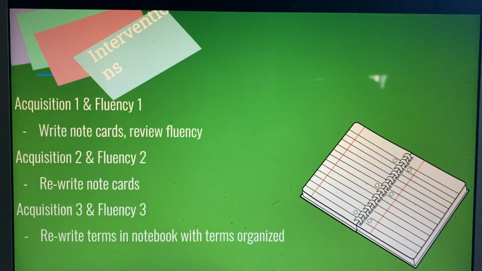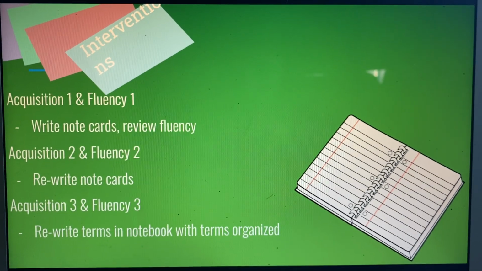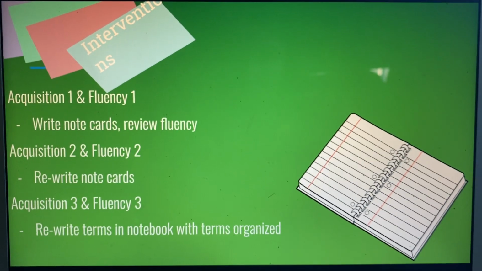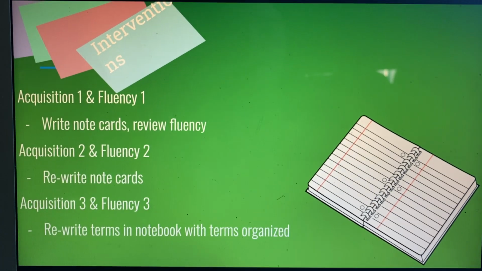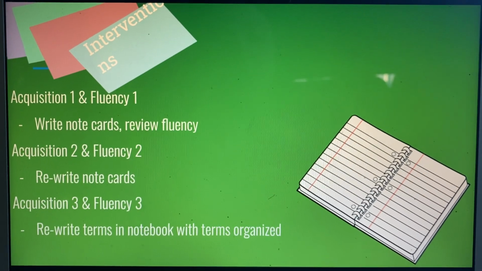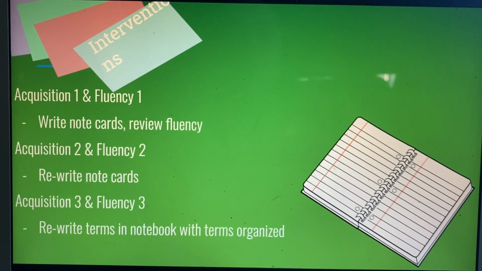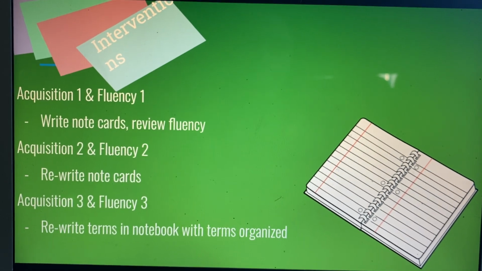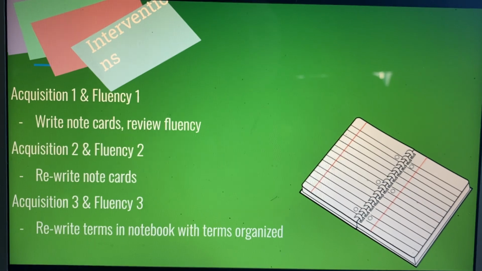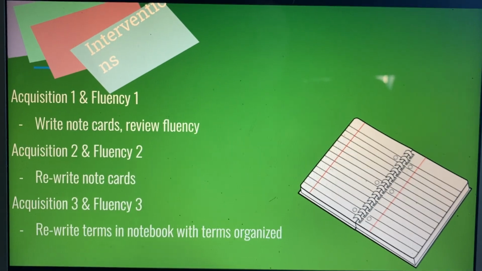My interventions consisted of Acquisition 1 and Fluency 1. I wrote my note cards and reviewed fluency from previous courses. Once Acquisition 2 was introduced, I also started studying Fluency 2. For Acquisition 3 and Fluency 3, I did the same, where I wrote terms in my notebook as well as on my computer.